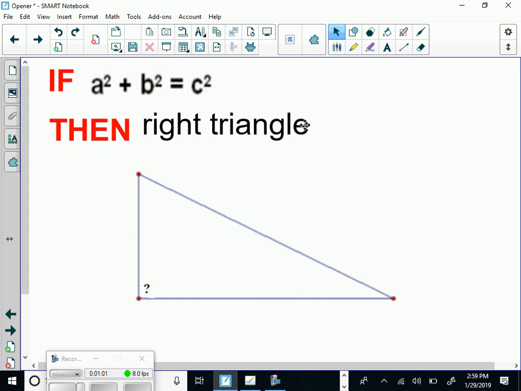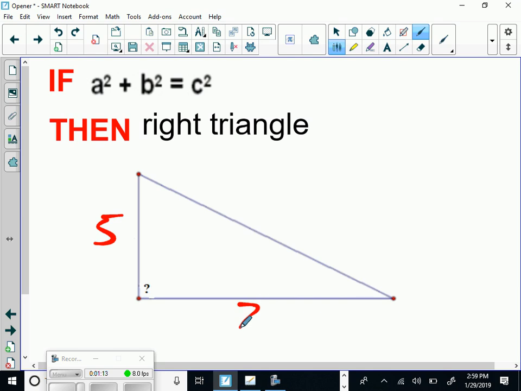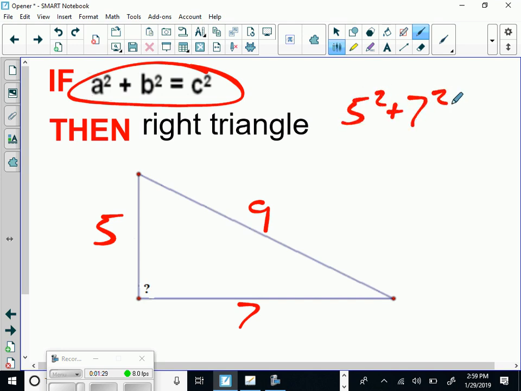For example, we see this picture, and there are measurements here, and we're trying to figure out if these measurements make a right triangle. So if I randomly pick some numbers here, like 5 and 7 and 9, if it's a right triangle, then this formula would work. So we test it with the formula. I'm going to try putting in 5 and 7 in the Pythagorean theorem and see if I get 9. So I do 5 squared plus 7 squared under the square root, and I'm going to end up with the square root of 74.